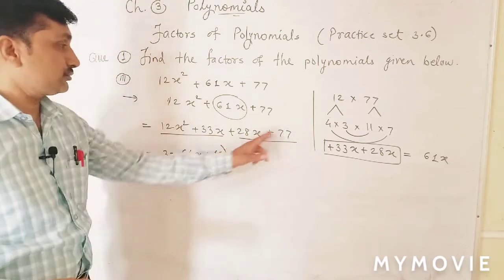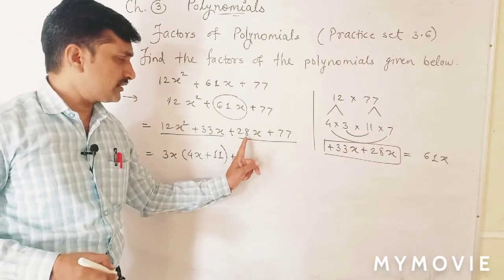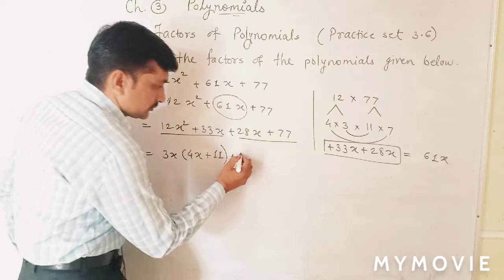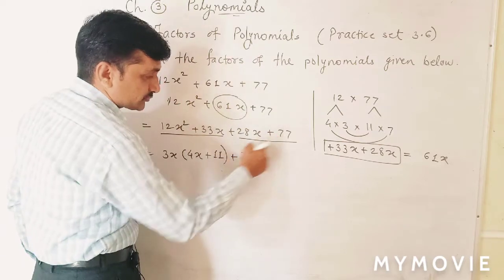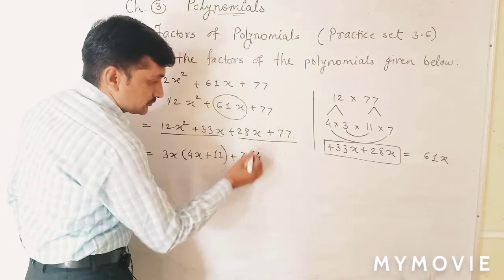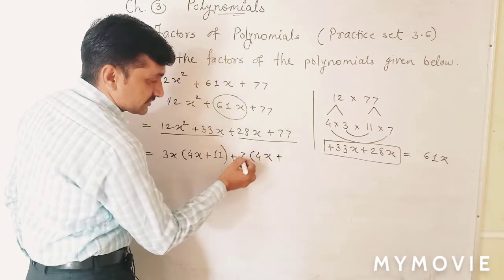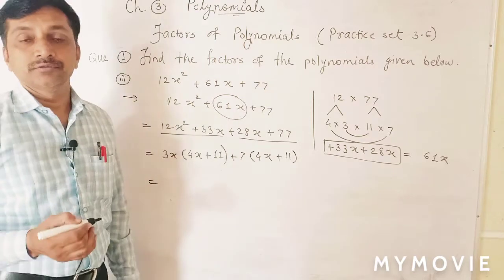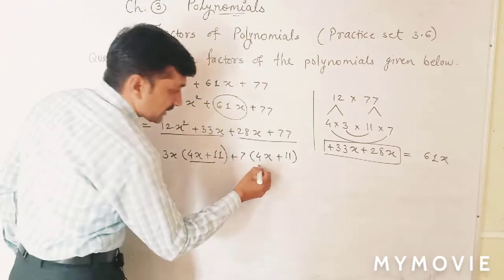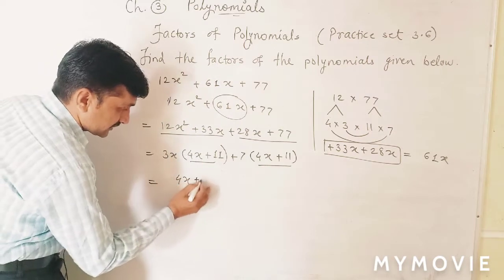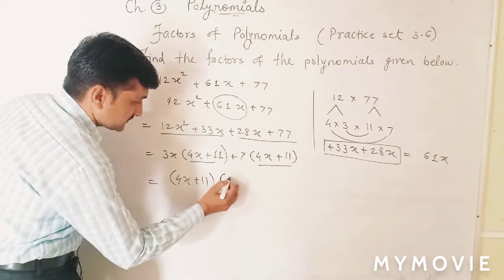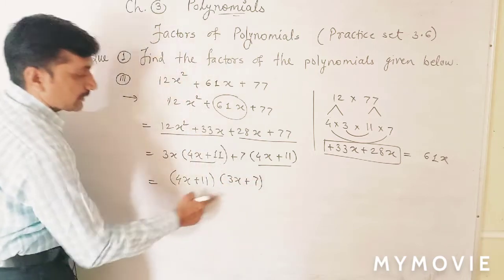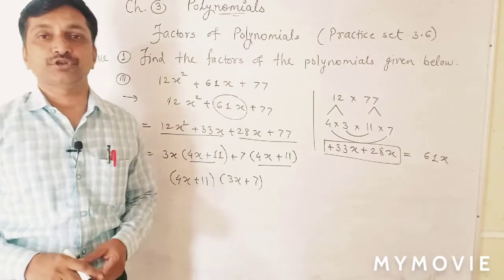What is common in both? In 28 and 77, 7 is common. 7 in bracket. X is not here, that's why x we cannot take. 7 4s are 28x plus 77 divided by 7, 11, is equal to, last step now, common bracket. This is the common bracket, 4x plus 11, and uncommon in second. Uncommon here 3x and here 7. And these are factors of this polynomial.